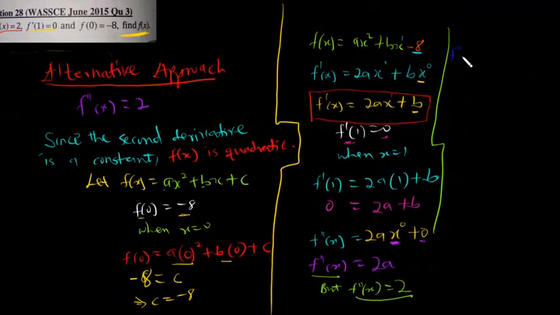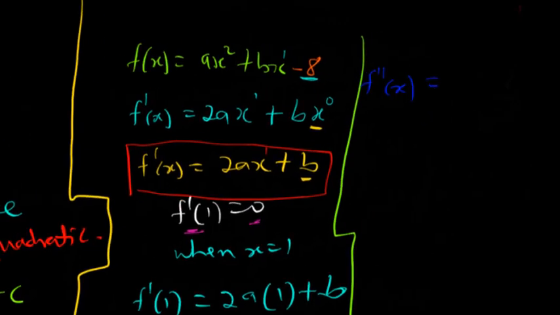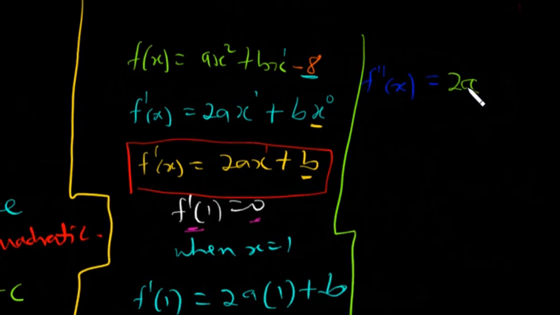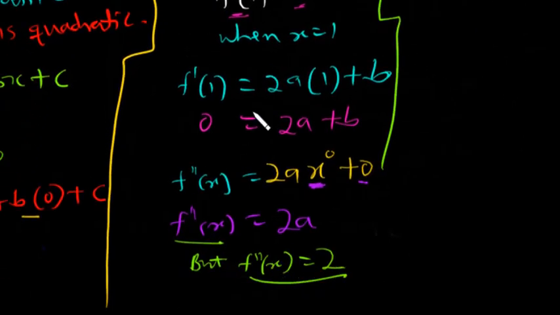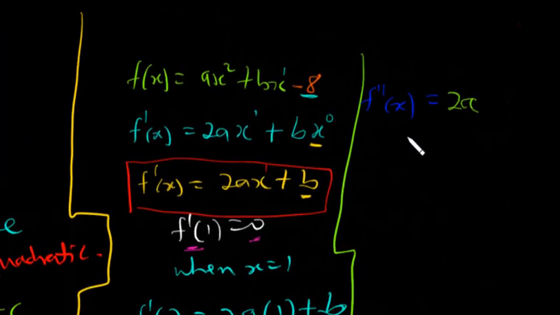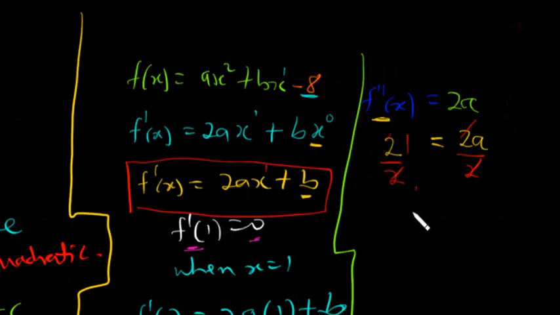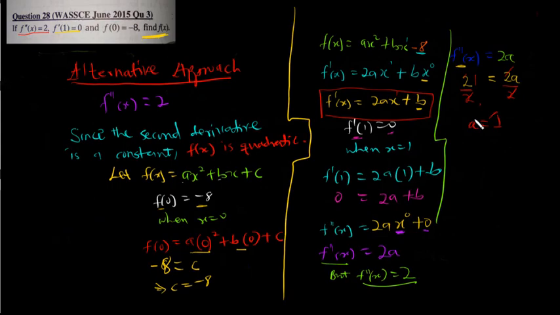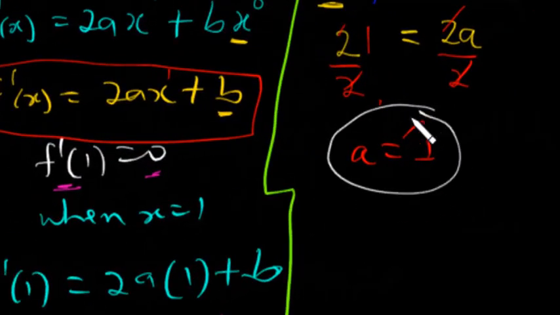we had f double prime of x equal to 2a, right? But from the question, we were given that f double prime of x equals 2. So where we have f double prime of x, we write 2 there. So we have 2 equals 2a. And if we want to find the value of a, we divide both sides by the coefficient of a. So that gives a to be 1. So we now know the value of a to be 1.